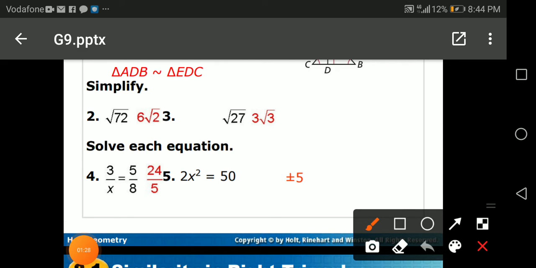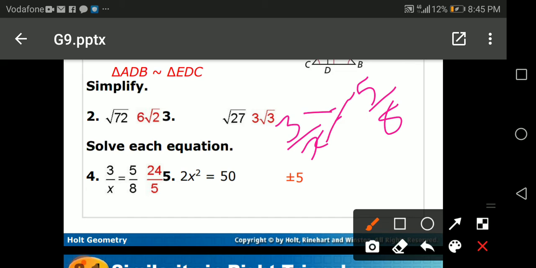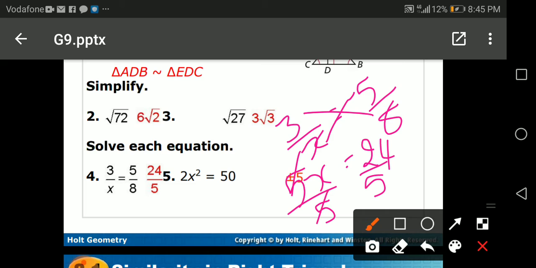I have here 3 over x equal 5 over 8. So how can I solve this? Cross multiplication, 5x equal 24. How can I get the value of x? Divide both sides by 5, the coefficient of x. So x here will be 24 over 5.